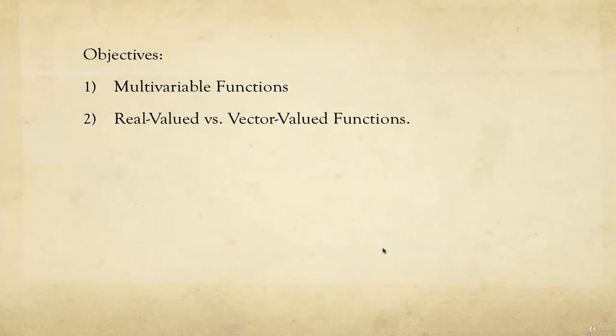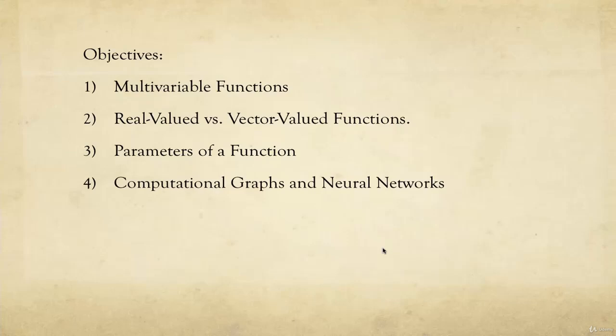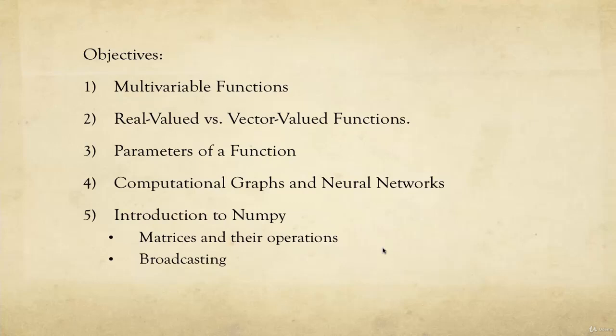So the objective for this lecture is we're going to talk about multivariable functions. We'll talk about real value versus vector value functions. We'll talk about parameters of a function, computational graphs, and neural networks. And then we'll have a brief introduction to Numpy, which is a library that allows us to do optimized linear algebra, basically matrices and operations: matrix multiplication, matrix addition, and broadcasting.